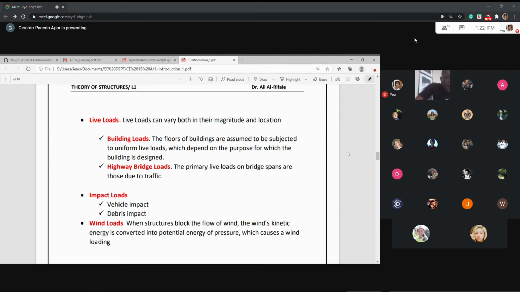Okay. Highway bridge load is what they call traffic load. Now, some bridges are not subjected to traffic but to people crossing, like footbridges. Some footbridges are crossed by motorcycles, habal-habal. And other bridges are crossed by trains, such as LRT or HRT, heavy railway track.